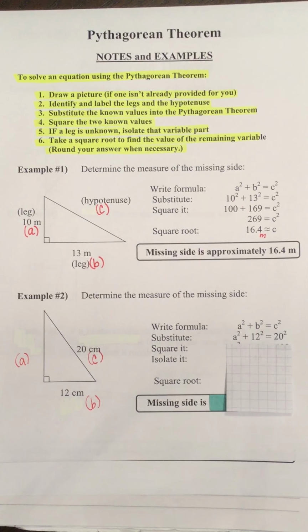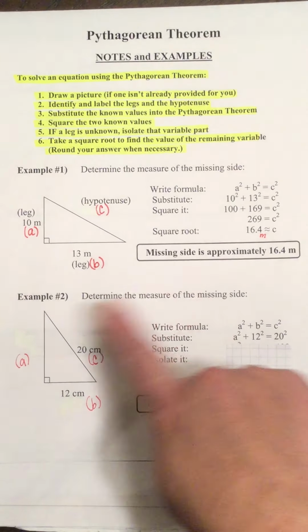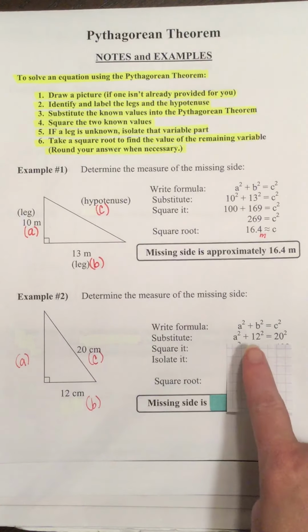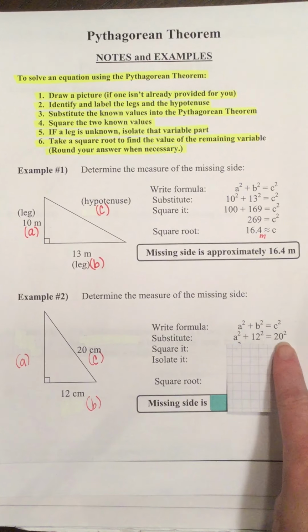Now this would look exactly the same if we were finding, say, leg B. It would be set up exactly the same. So whether you're finding a leg, it doesn't matter. It's going to be set up the exact same way. So we're trying to find the length of side A. We know side B, and we know side C.